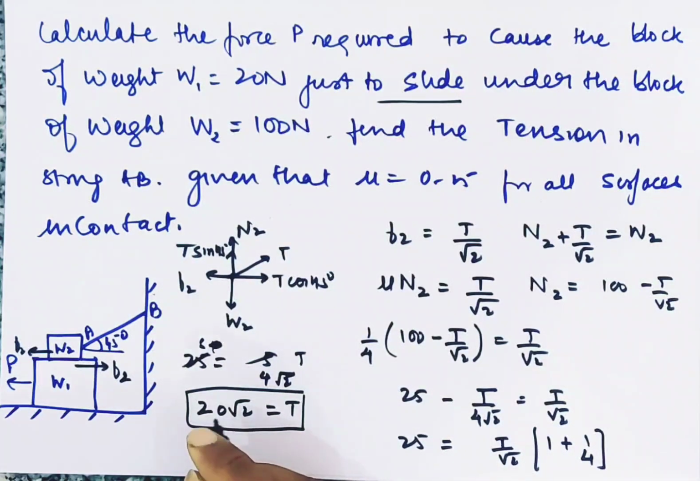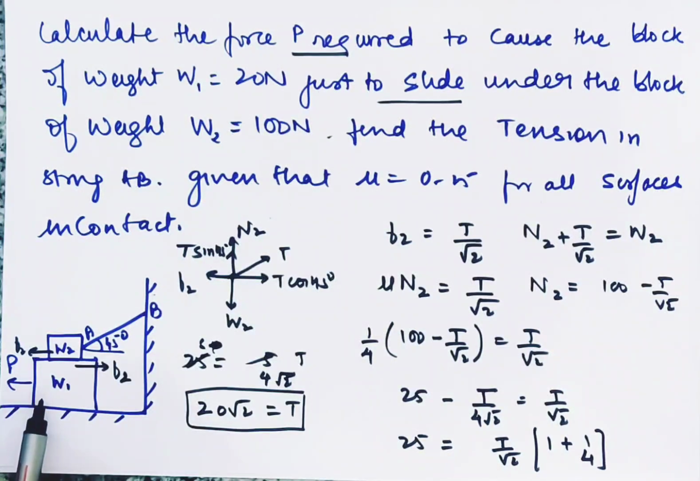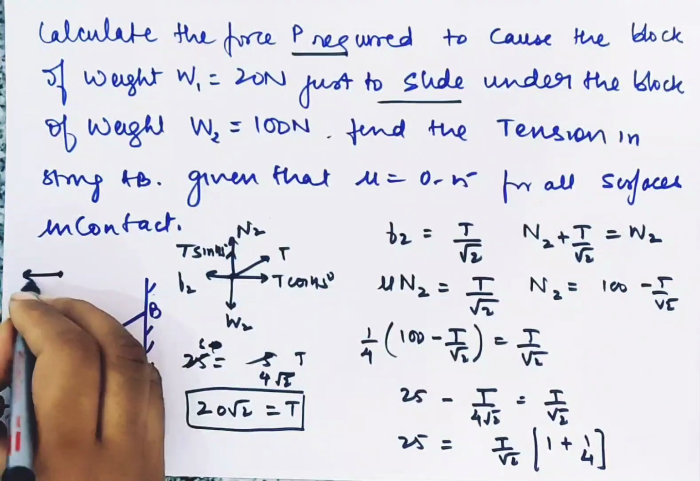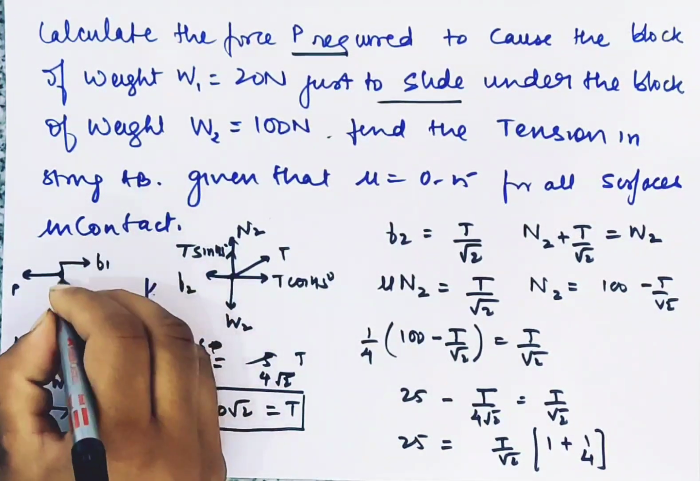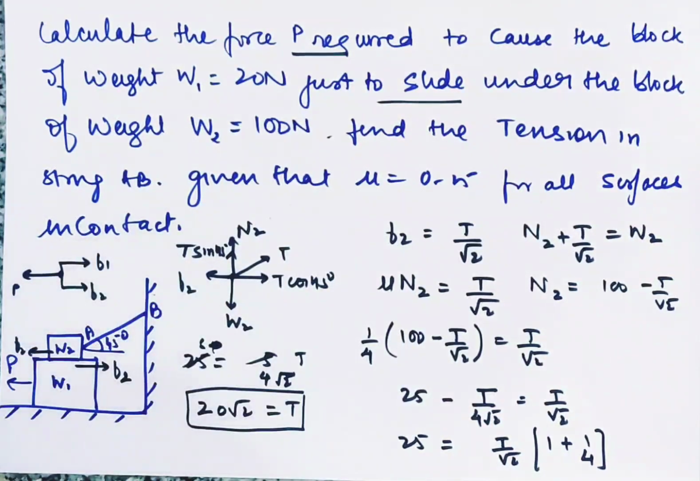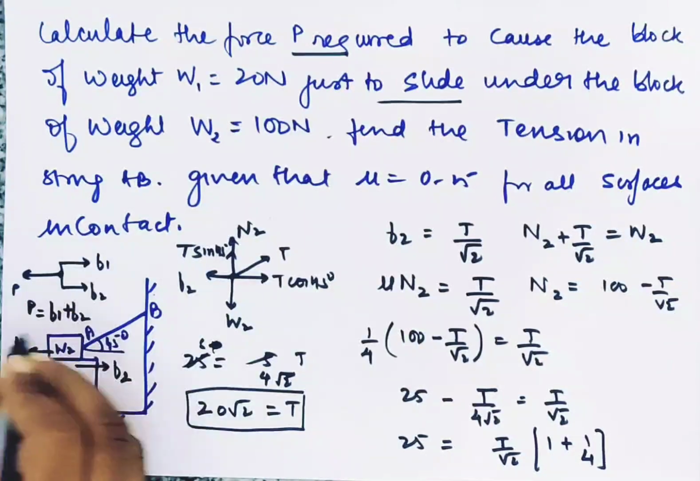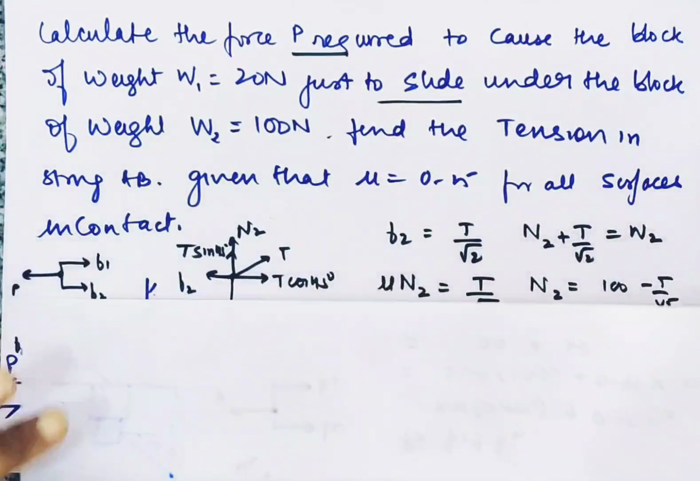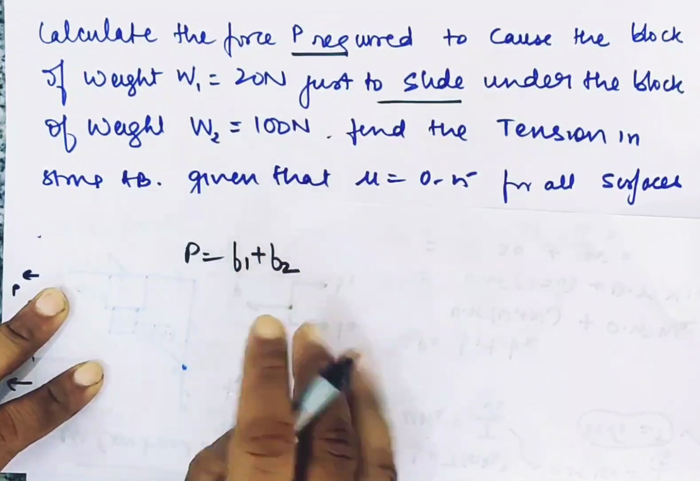Now let's solve for the force P required to move this W1 block. We can write it as, for this block I am making the free body diagram P. The above friction is F1, the below friction is F2. And for finding P we can write F1 plus F2. This will be the answer to the question, but I have to keep the values also. Let's take P equals F1 plus F2.